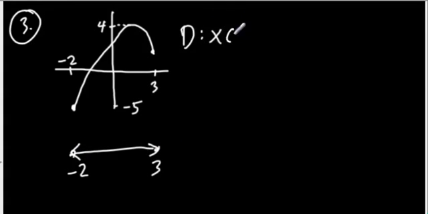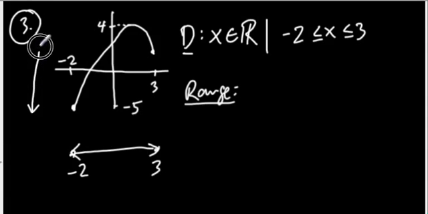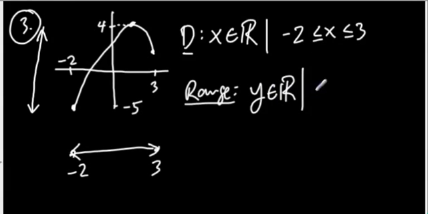So what we would say is x is an element of reals, but there's a condition that it only goes from negative 2 to 3, right? And that's our domain. Now if we want our range, let's look at our range. Now our range, basically the lowest value is negative 5, and it goes all the way to 4. Like that's 4 over there. It goes all the way to 4. And there's nothing else stopping it. So what we would say is y is an element of reals, but there's a condition.